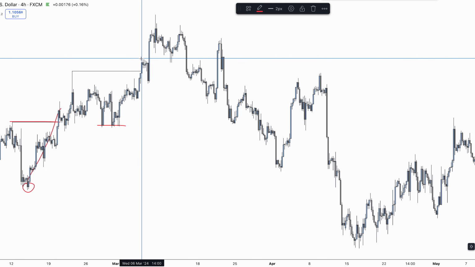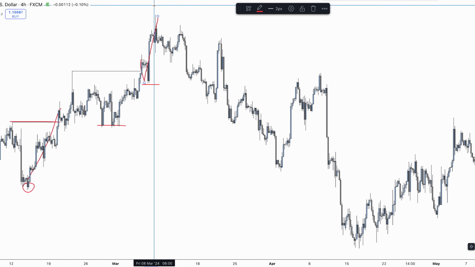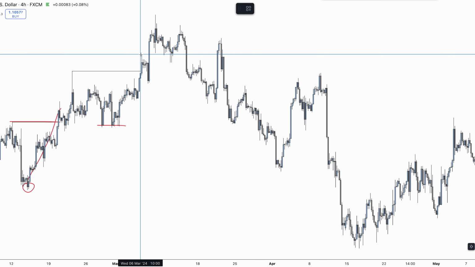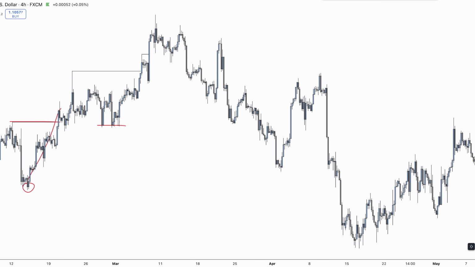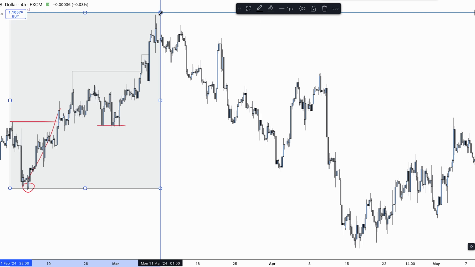We then had a pullback down from that point to form a higher low once again, and a push to the upside to create a higher high. So if we consider the trending structure of this market, this phase is in an uptrend. Let's mark the uptrend. We have from this low to here is an uptrend.